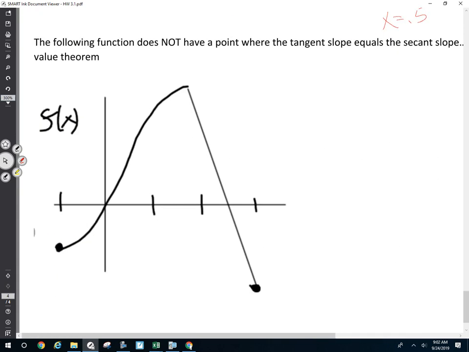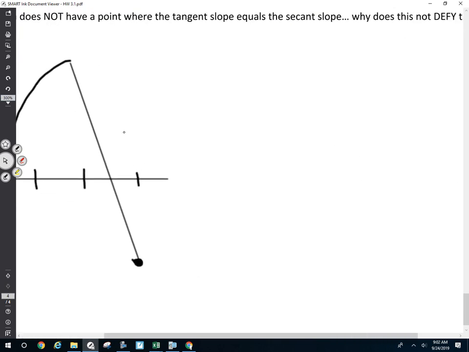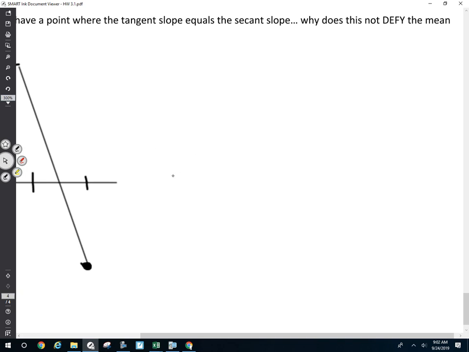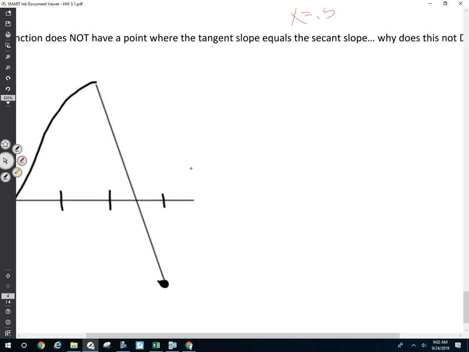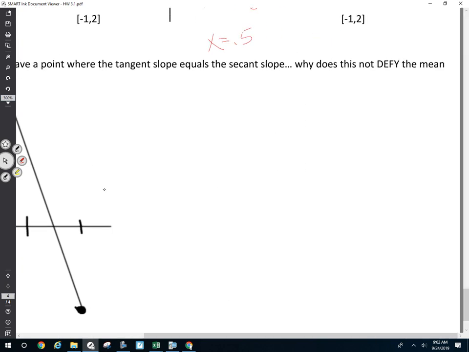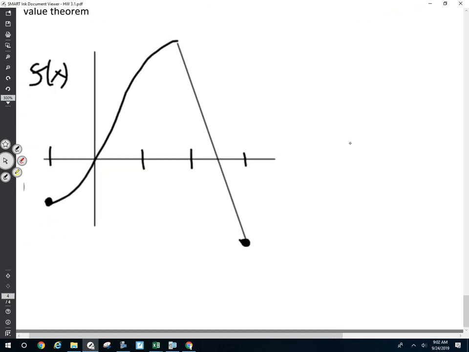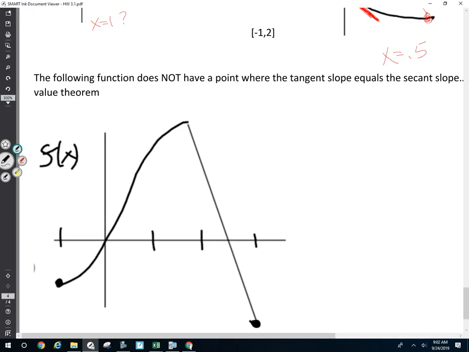The following function does not have a point where the tangent slope equals the secant slope. Why does this not defy the mean value theorem? Well, let's look at this function. Okay, so this would be the secant slope. We probably need an interval from like -1 to 3. So if I talked about -1 to 3, I think I had the 2 points, but I forgot to list off the interval. I do not have a tangent slope that equals the secant slope.